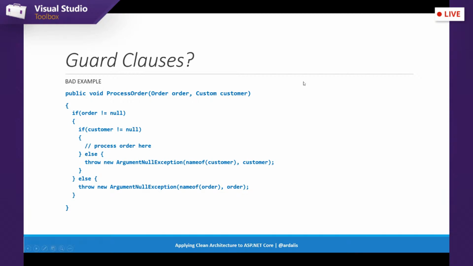So if you had a process order method like this one, and it said, well, if the order is not null, if the customer is not null, then do the thing right here. Otherwise, throw an exception for customer. Otherwise, throw an exception for order. Like, this is a lot of noise. You can't even see what the real work is right now. If I had some, you'd see it, but it's obscured by all this if stuff.